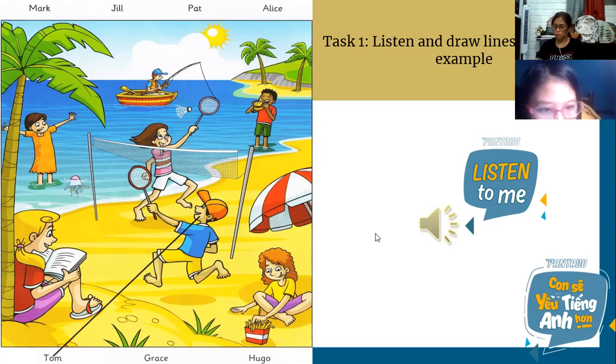Is that a jellyfish in the water? They're scary. Yes, it is. It's really big. Jill's looking at it. Oh, yes. Jill's wearing an orange dress. It's a fantastic picture.